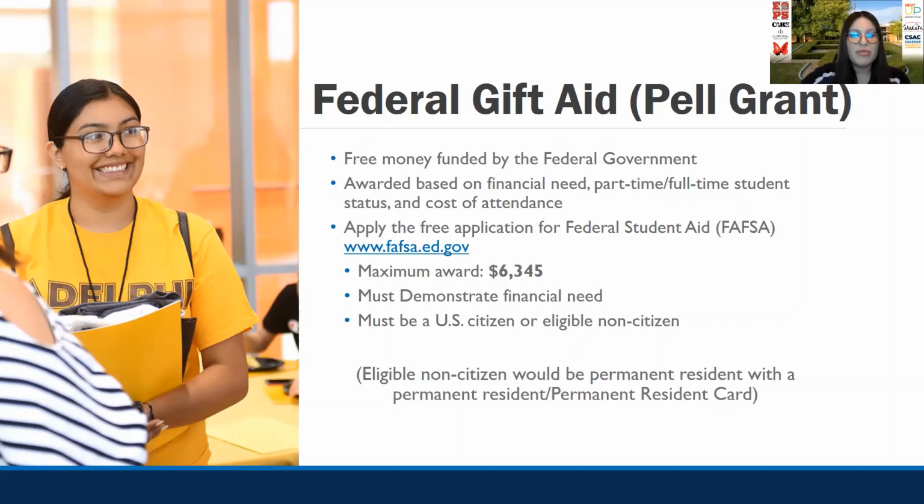Students will apply for Pell Grant through the Federal Student Aid website, which is www.fafsa.ed.gov. The maximum award for Pell Grant is $6,345. The student must demonstrate a financial need and must be a U.S. citizen or eligible non-citizen. An eligible non-citizen would be a student that is a permanent resident with a permanent residency card.